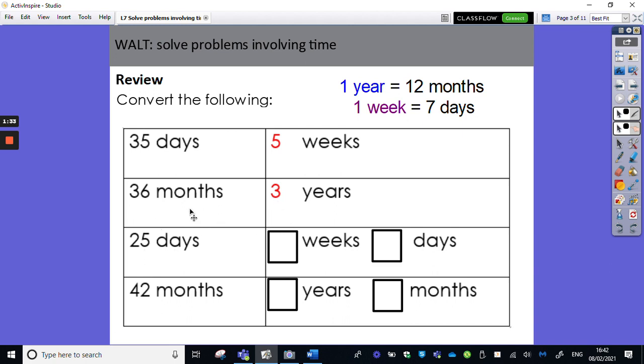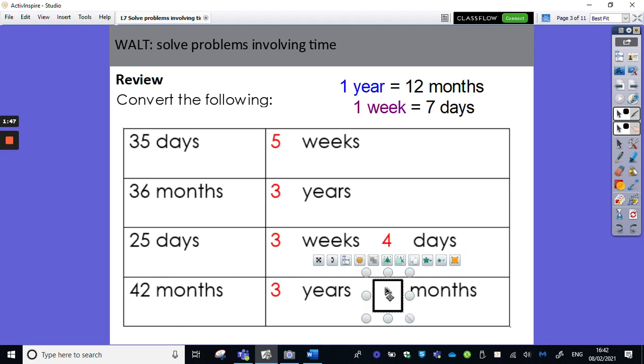25 days, again, this one doesn't go equally, so the closest is 3 weeks, which is 21 days, and 4 days left over. And then 42 months, quite a big one there. So how many groups of 12 could fit into that? It was 3 equal years and then 6 months left over. So well done if you got all those correct.